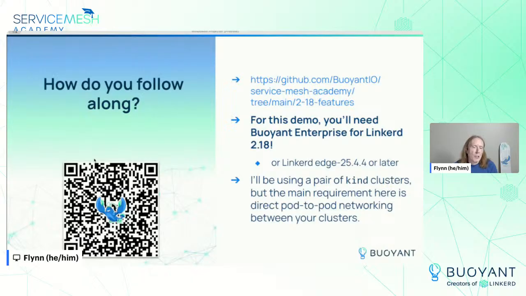The main requirement is we will be using federated services, so you must have pod-to-pod networking between the clusters. That means that a pod in the cluster called East must be able to make a direct IP connection to a pod in the cluster called West. If you don't have that, federated services won't work yet, so that's a requirement.